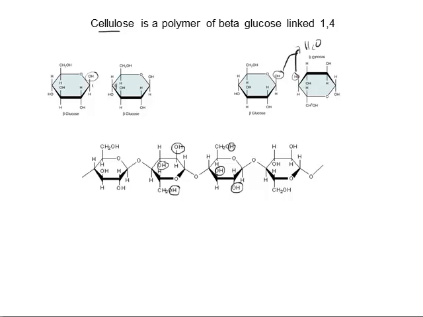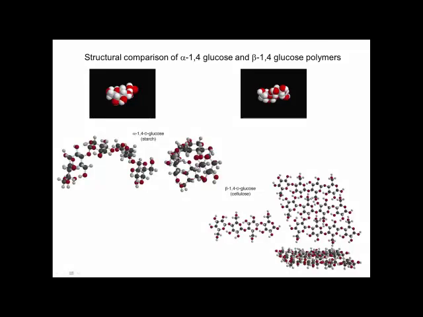And since it's linear and flat and has lots of polar functional groups that can hydrogen bond with one another, what happens is that cellulose molecules will stack one on top of another, forming intermolecular hydrogen bonds with one another, and forming fibers consisting of numerous cellulose molecules, all hydrogen bonded to one another. This is going to lead to the functional property that we associate with cellulose, which is structural rigidity.